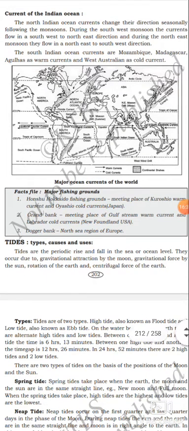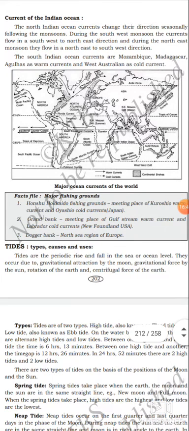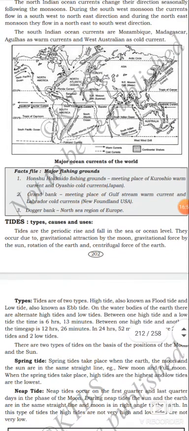The South Indian Ocean currents are Mozambique, Madagascar, and Agulhas as warm currents, and West Australian as a cold current. These are the warm currents. West Australian is a cold current.